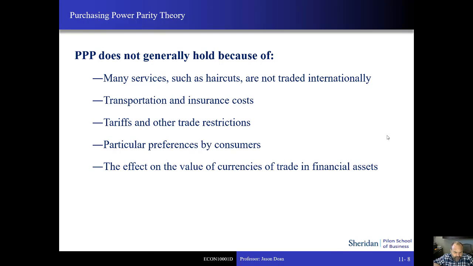So many services like haircuts are not traded internationally, of course. There's also transportation and insurance costs. There's tariffs and other trade restrictions. But there's also particular preferences by consumers. There's the effect on the value of currencies of trade and financial assets. So all of these things will come in to make it such that purchasing power parity doesn't generally hold. However, it's a very useful benchmark to know.